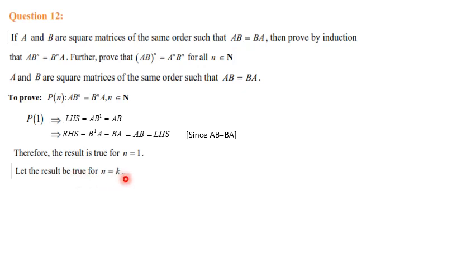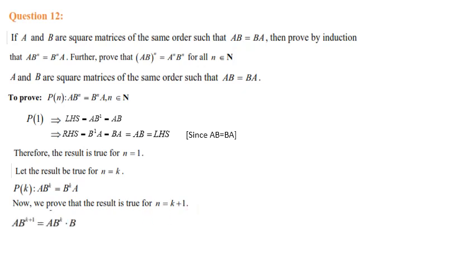Next, we have to assume that the result is true for n is equal to k. P of k is AB power n, n is replaced and substituted by k, that is equal to B power n into A. B power n, again here n is replaced by k, that is B power k into A. Next, we have to prove that the result is true for n is equal to k plus 1.